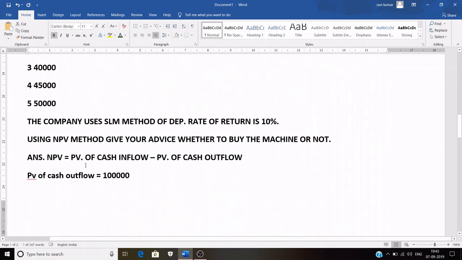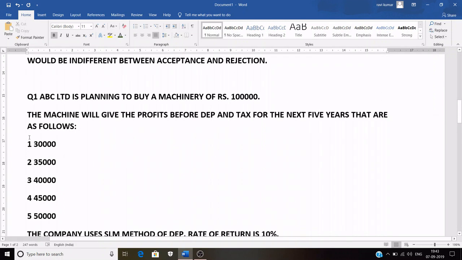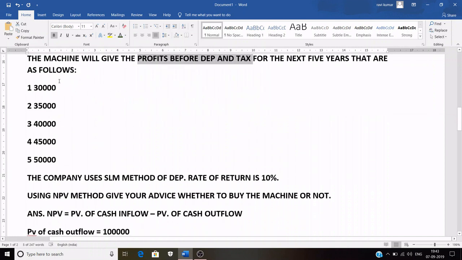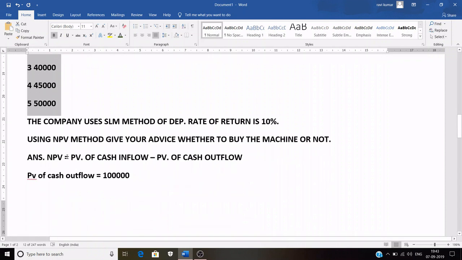Now, let's calculate present value of cash inflow. Till now we have calculated present value of cash outflow, that is already given to us. Now we will find present value of cash inflow. As we know, we have profits here, and these profits are before depreciation and tax. You can see that this profit that is given from first to fifth year is before depreciation and tax. So we cannot directly calculate present value of these profits, as we don't need present value of profits, but we need present value of cash inflow, because the NPV formula says we need present value of cash inflow.